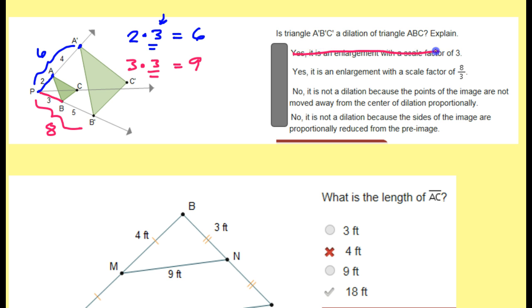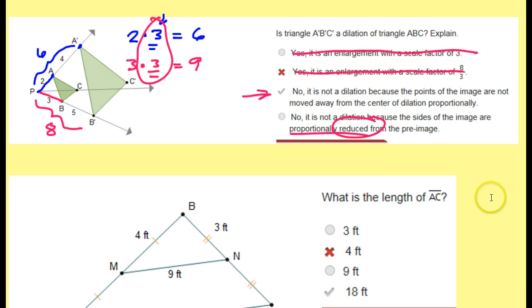So we can throw out both of these yes answers immediately. So no, it is not a dilation because the points of the image are not moved away from the center of dilation proportionally. Yeah, that's it. It's not proportional. It's not the same scale factor. So no, it's not a dilation because the sides of the image are proportionally reduced. If they were proportionally reduced, it would be a dilation. Even if something is reduced, it can still be a dilation if it's proportional. So that doesn't even make sense. So this third choice has to be the answer.